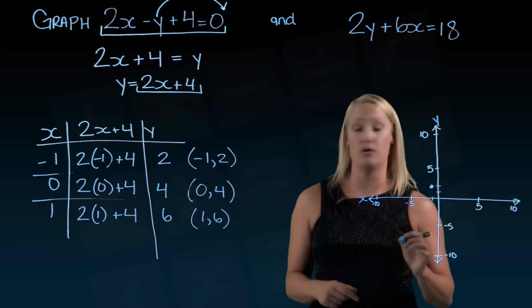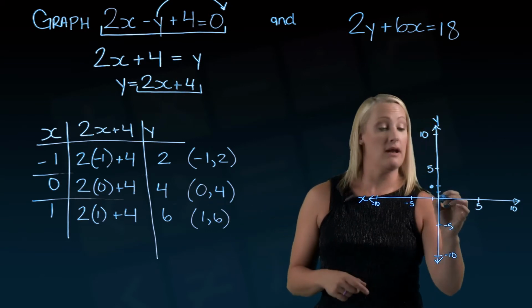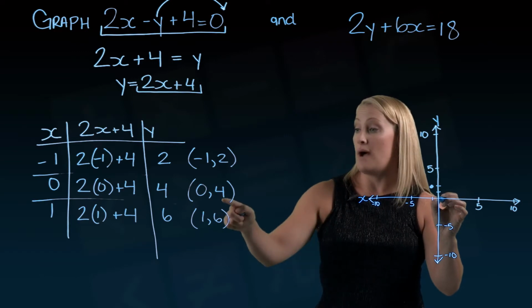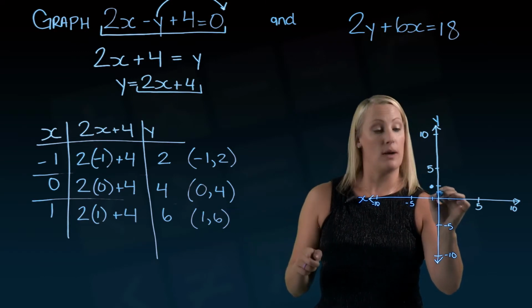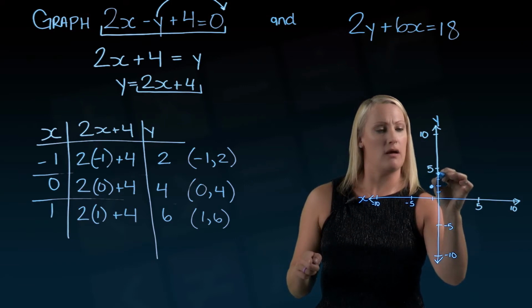Our next point is 0, 4. So our x value is 0. I don't go to the left or to the right. I stay right in the center, but I'm going to go up because it's positive. I'm going to go up 4. 1, 2, 3, 4. So about right there.